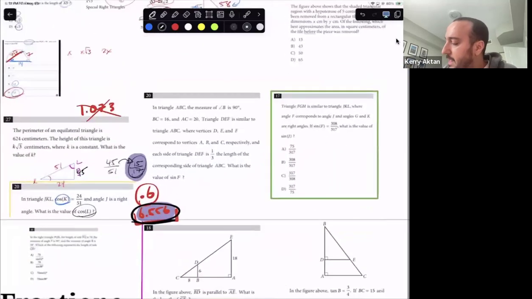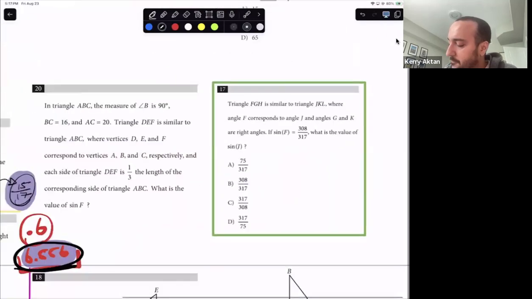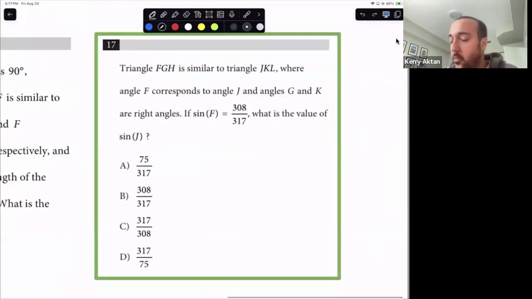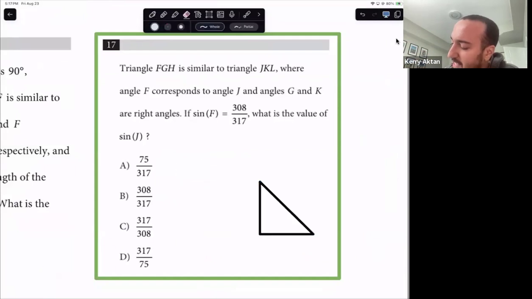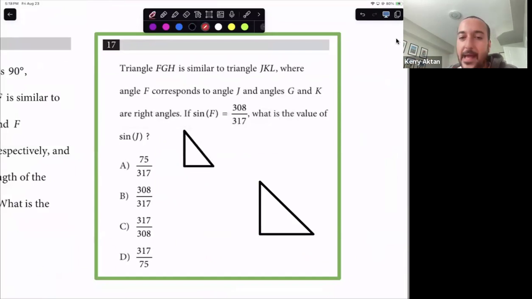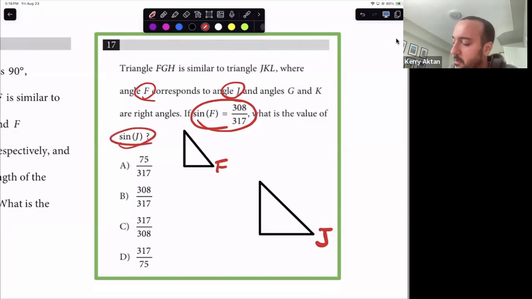Let's keep going. The next skill I want to talk about is something that's tested all the time. For my 700 plusers, you can try this quickly if you want. This one is similar triangles. Remember, what's special about similar triangles? Similar triangles have the same angles. Congruent triangles are exactly the same, but similar triangles have the same angles. So watch this. If angle F corresponds with angle J, and they give me angle F and want angle J, what?